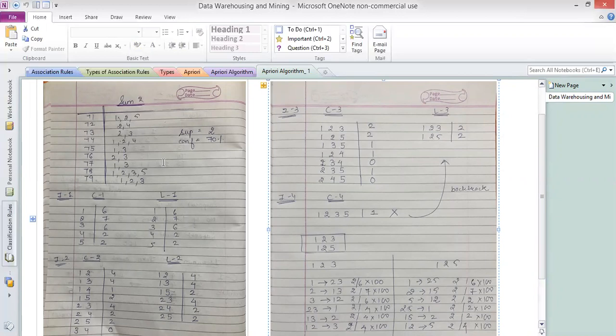Okay. So we start with iteration 1. The support count here has been given directly. If a percentage is mentioned, you have to find out the count, but if the count is given directly, there's no need to find the count.